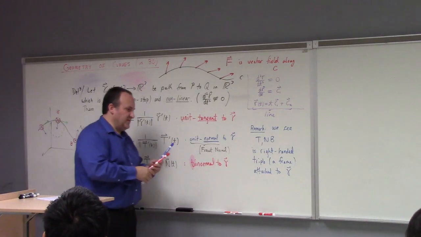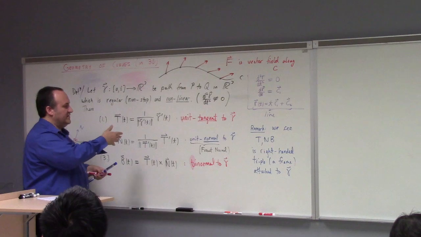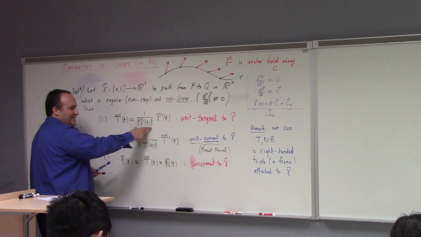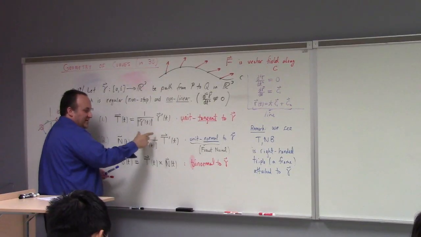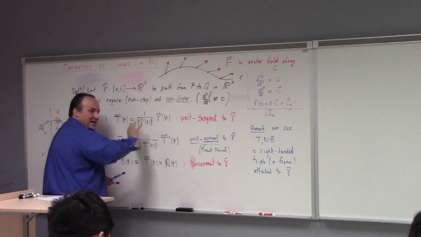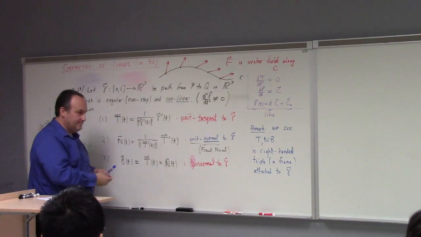Do you see why these are unit vectors? Does that make sense? The definition is what? It's the length of the vector. You're multiplying by 1 over the length of this vector, 1 over the length of that vector. By construction, they're unit vectors.